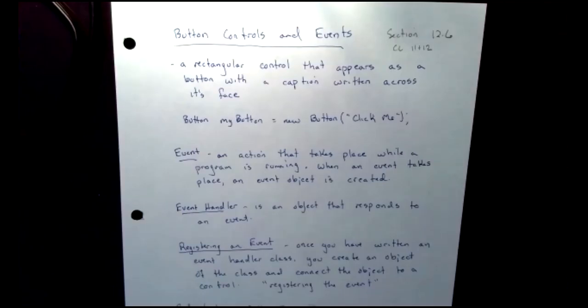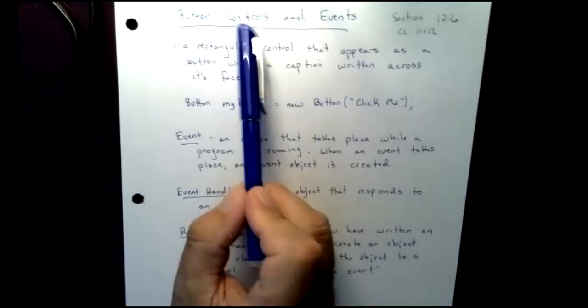Okay, so what have we been doing so far? We've had this four-step process to help us build our GUIs, and we've been working off of those four steps. The first one was to create the controls. And today we're going to add another type of control.